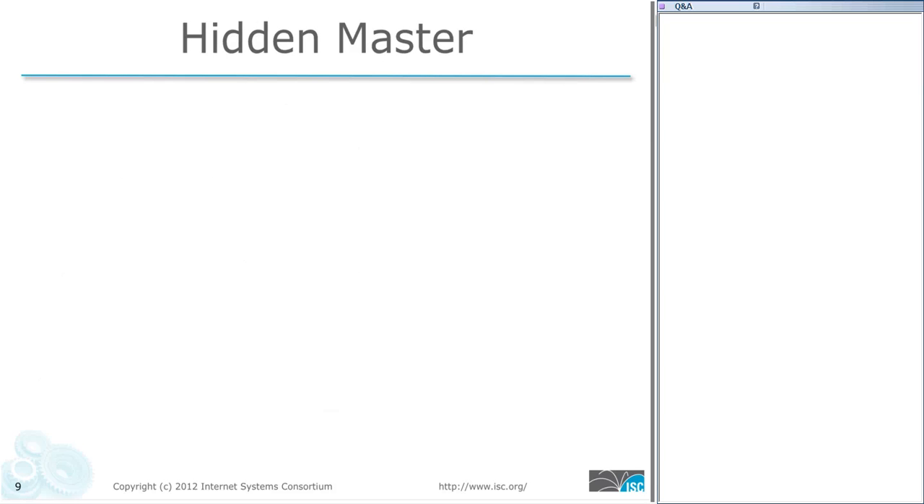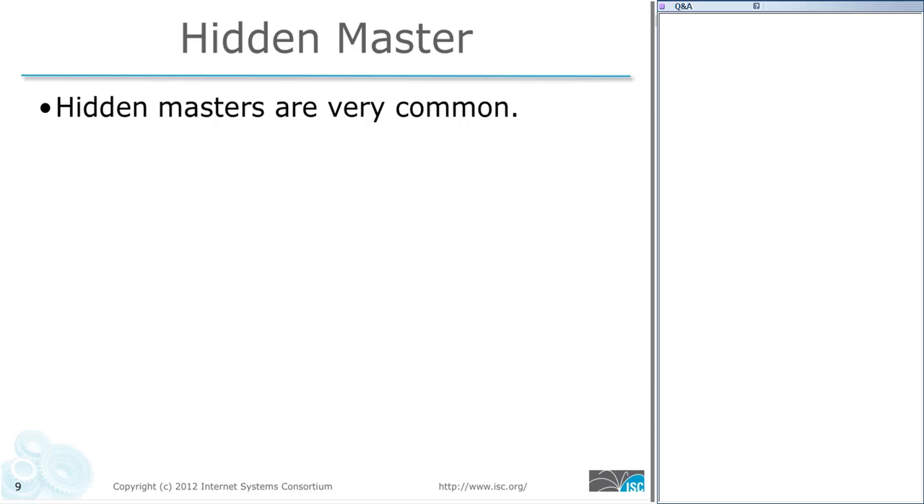Okay, so the most common configuration that we have a use case for inline signing is what I'm referring to as a hidden master. And this is pretty popular. Most organizations that do large-scale DNS production have a hidden master configuration. And I'll go through a little bit more about what I mean by that exactly.